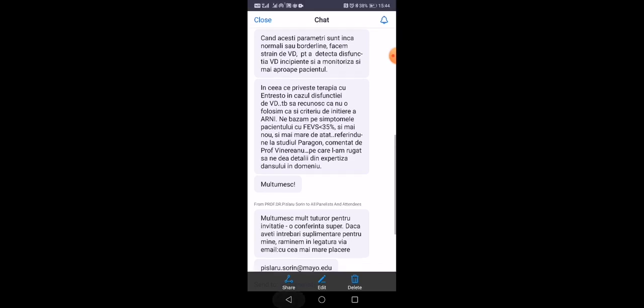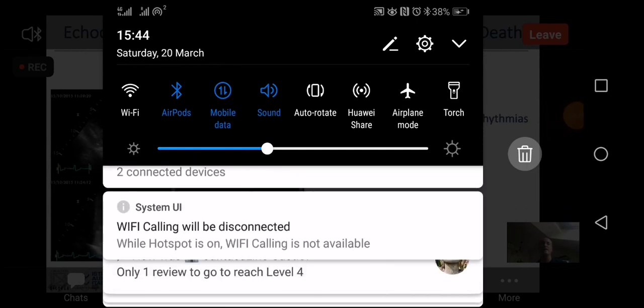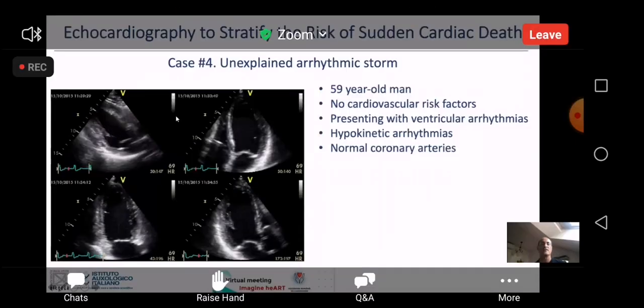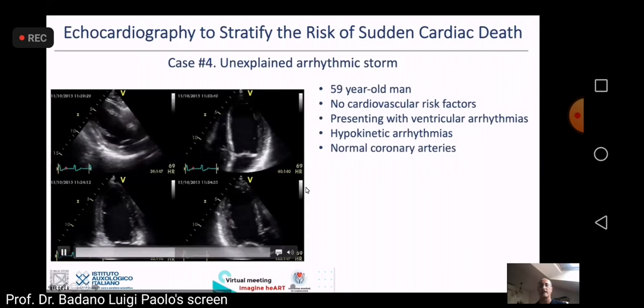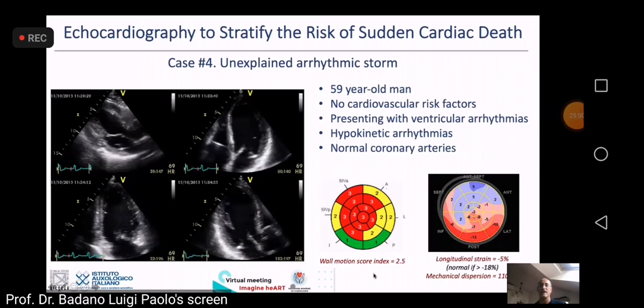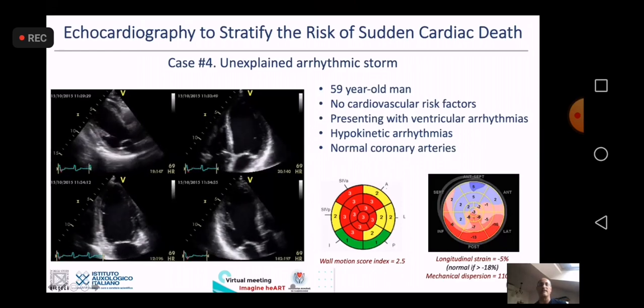Just to finish about the contribution of echo, this is my last case with unexplained cardiac storm and several episodes of ventricular fibrillation that have been shocked in a young man with no cardiovascular risk factors and also left ventricular dysfunction and normal coronary arteries. You look at these patients, the regional wall motion was absolutely extensive with a wall motion score index of 2.5. The strain is awful, -5, and the mechanical dispersion, of course, was very, very large.